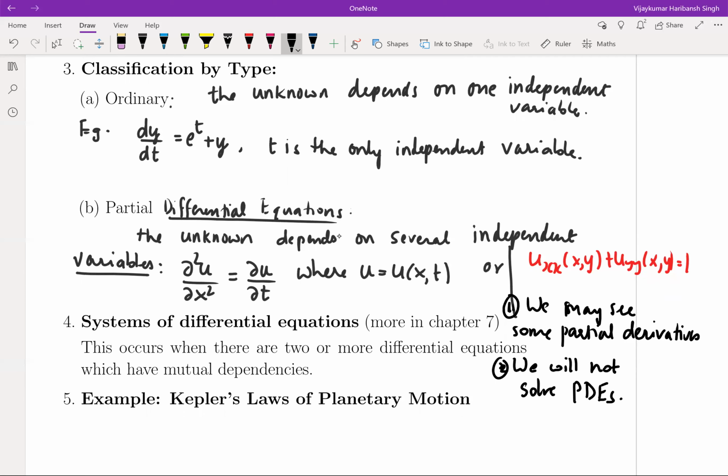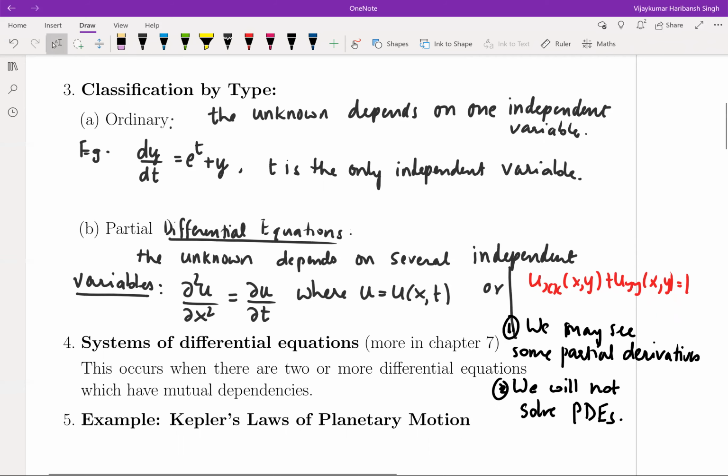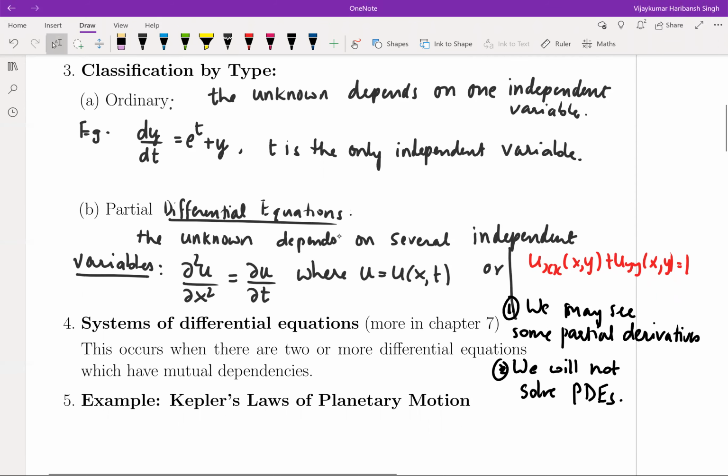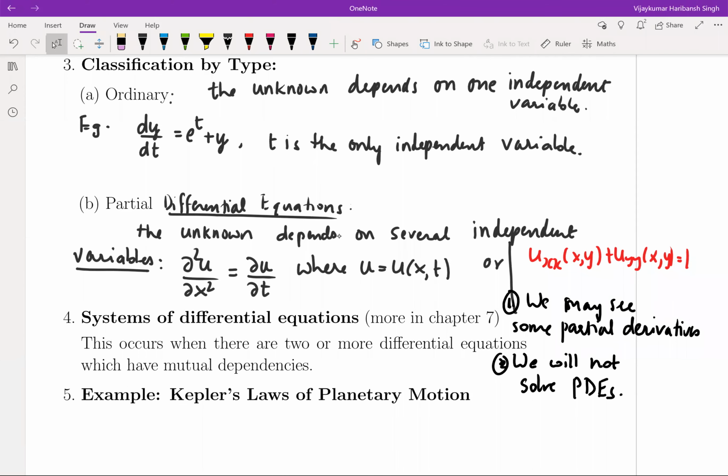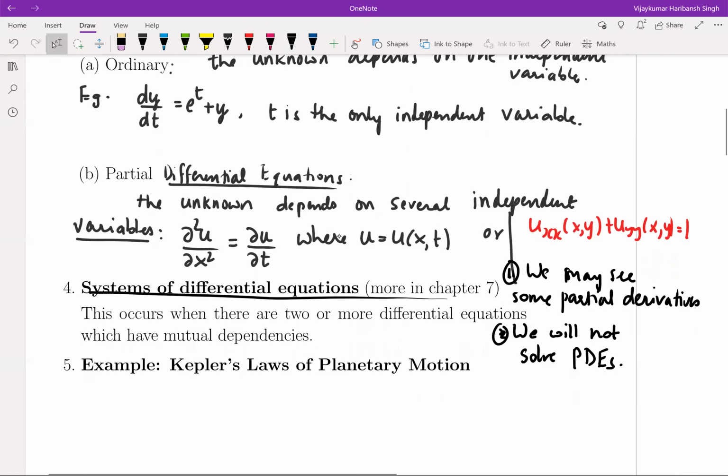So this is the first classification, based on type. Now, there are what are called systems of differential equations. So what is a system of differential equations? This occurs when two or more differential equations have mutual dependencies. So let me give you an example.